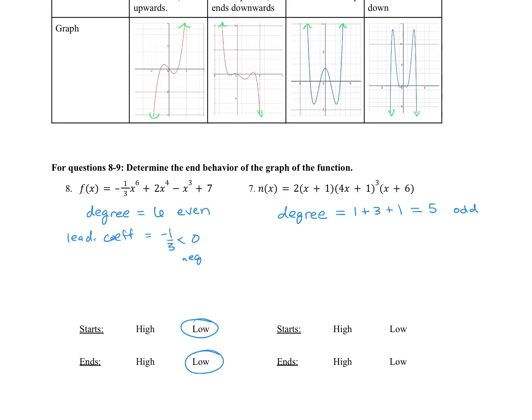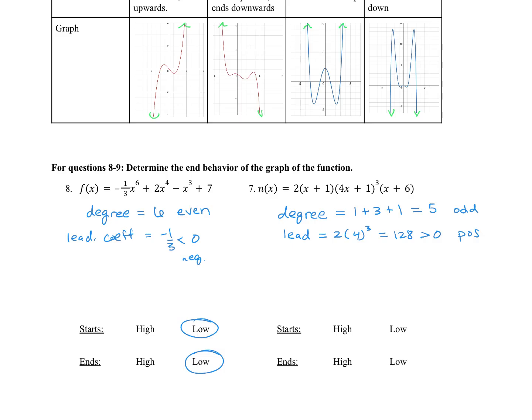The next thing to do is think about leading coefficients. Again, we really don't care about the value of the coefficient. Rather, we care about the sign of it, whether it's positive or negative. But if you were to multiply all this out, you would have a 2 from the first one. You'd have a 4 to the third power from the next one. So that'd make a positive 128, which is greater than 0, which is positive. So for this problem, we have an odd degree, and it has a positive leading coefficient.